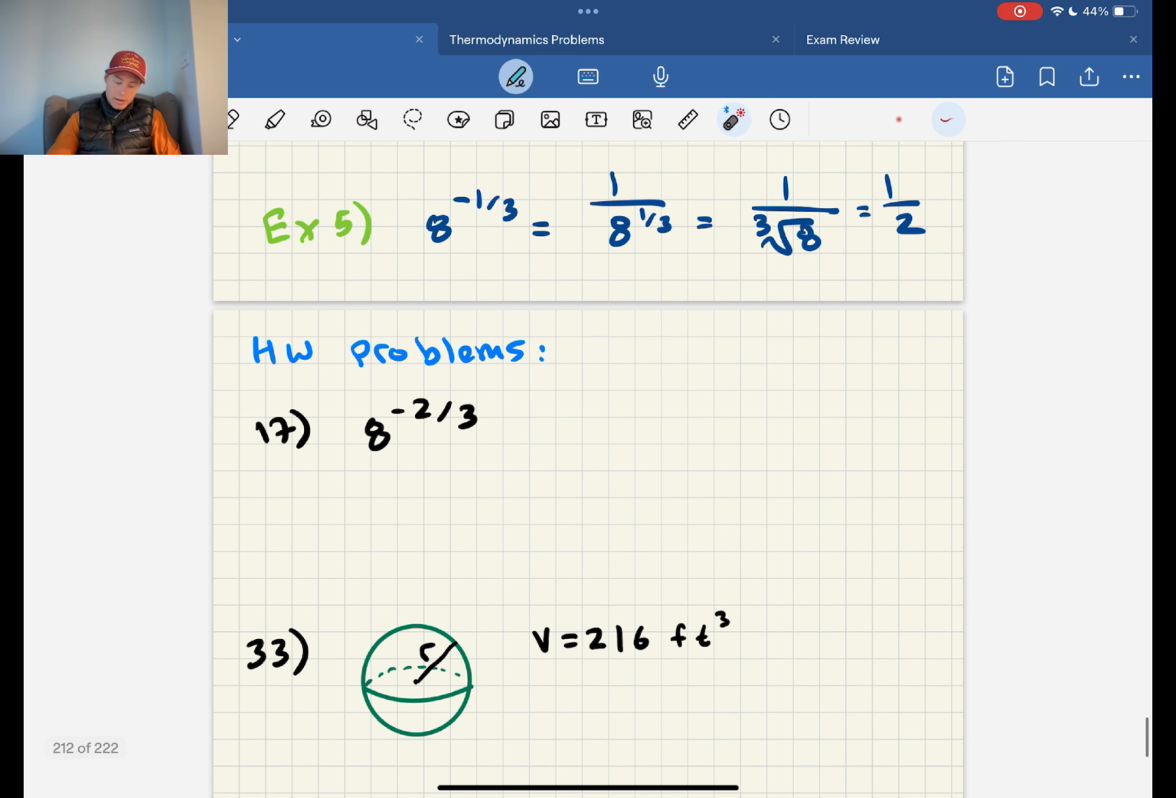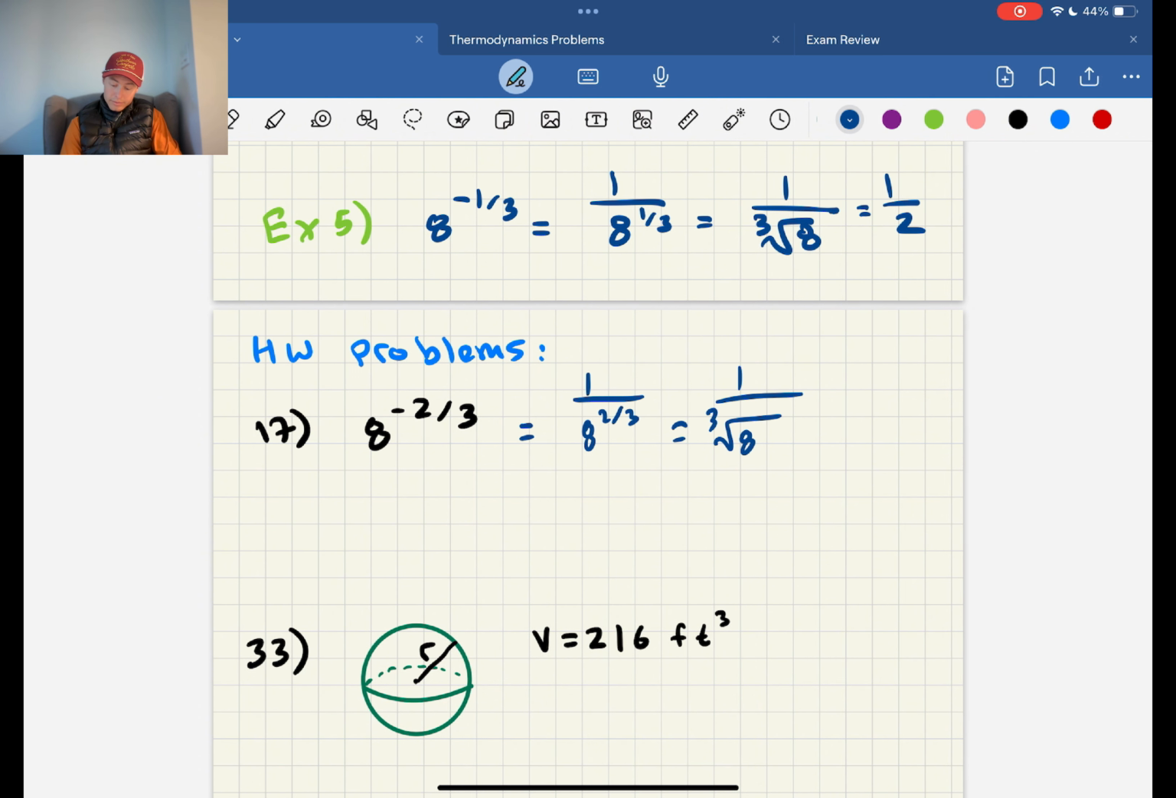Okay, cool. So let's do a couple of the homework problems here. So first one is 8 to the negative 2/3. First thing you want to do in this scenario is change it to a positive exponent by rewriting it as the reciprocal, 8 to the positive 2/3. Now I'm going to turn that fractional exponent into a radical expression, where I'll make that the cubed root of 8 squared, which I'll then simplify a little bit.